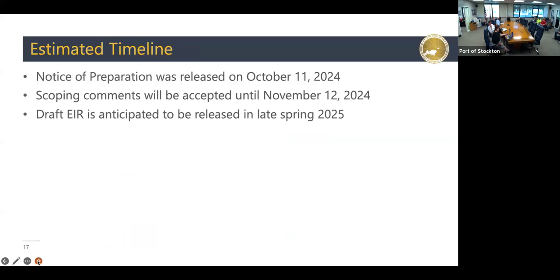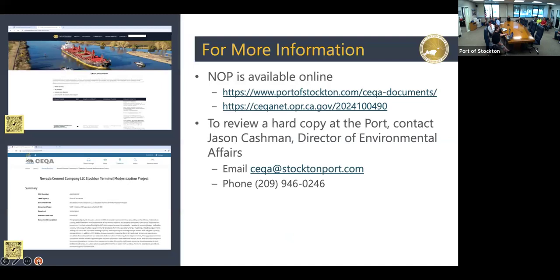The notice of preparation was published on October 11th, and the port is accepting comments until November 12th. After the comment period closes, the port will prepare the draft EIR, and there will be a second opportunity for the public to comment on the project when that's released. Right now, the schedule is showing late spring 2025 for the release of the draft EIR. The notice of preparation is available for your review on the port's website and on the State Clearinghouse website at the links shown on this slide, along with the screenshots of the web pages for each of those locations.